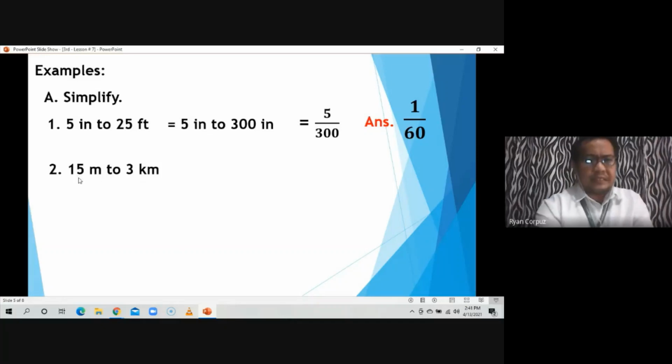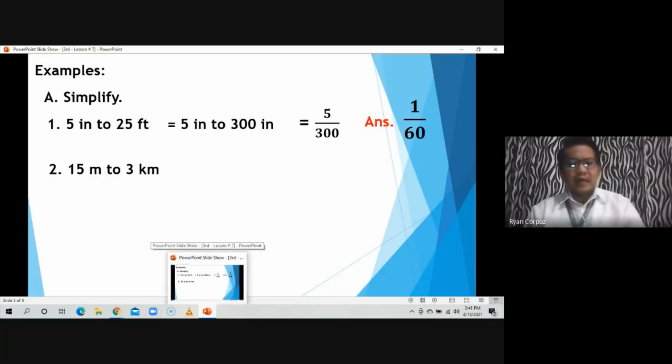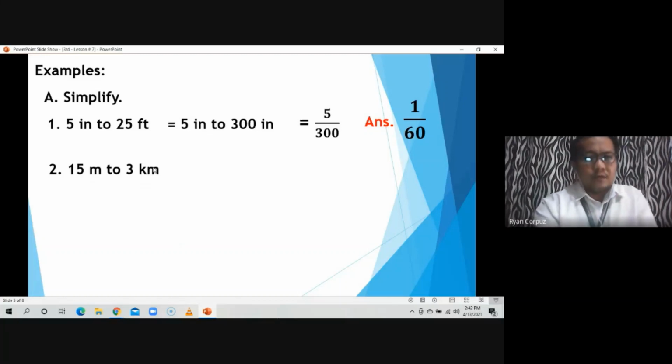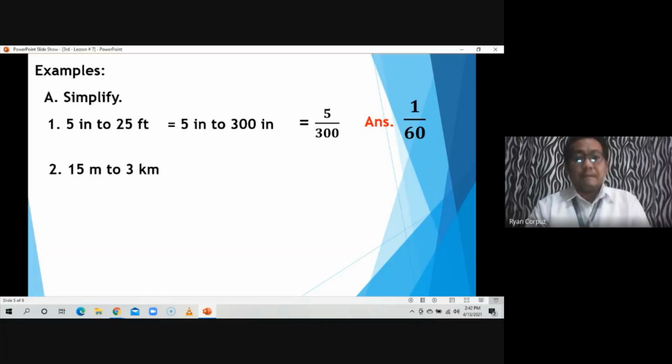15 meters is less than 1 kilometer. So instead of converting it into kilometers, let's convert na lang 3 kilometers in terms of meters. Ilang meters ba ang meron sa 1 kilometer? So there are 1,000 meters in 1 kilometer. So, ibig sabihin, kung 3 kilometers yon, kung every kilometer is equivalent to 1,000 meters, so meron tayong 3,000 meters. So, it can be written as 15 meters to 3,000 meters.